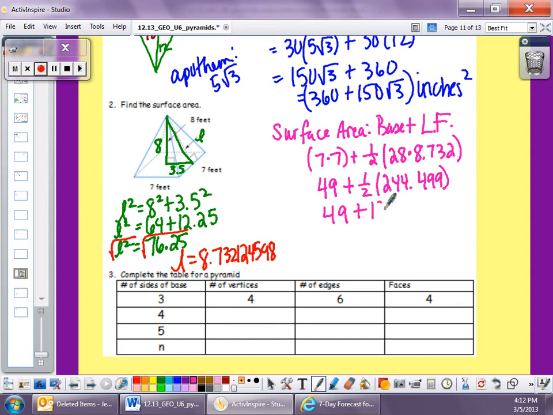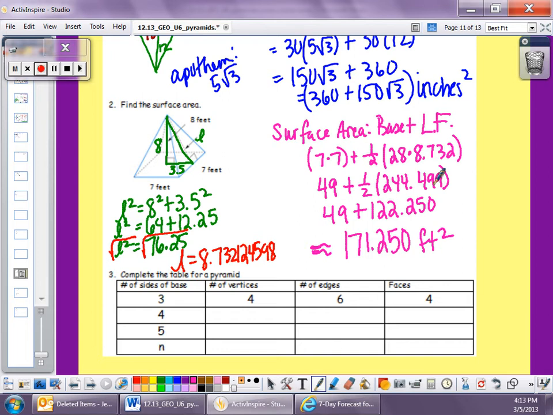49 plus 122.250. A final answer, remember that these are actually rounded, so we should use the squiggly ones. 171.250 feet squared. Keep in mind that if you're continuing to carry out all your decimals, although I didn't write it down, it should work out.